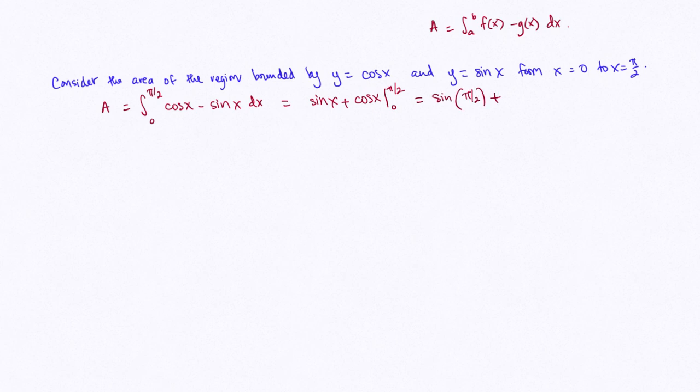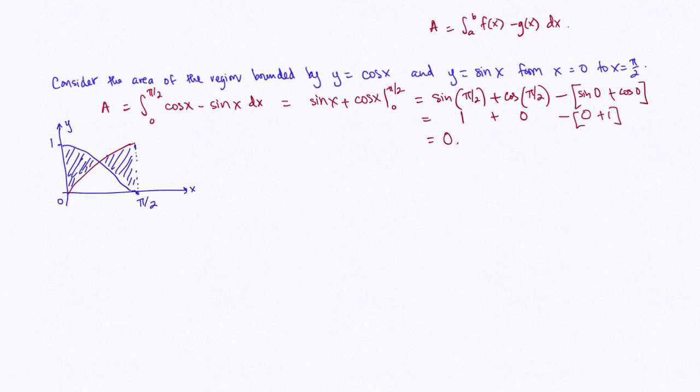Using the fundamental theorem of calculus, we plug in pi over 2 into the antiderivative, and we plug in 0 into the antiderivative. Sine of pi over 2 is 1. Cosine of pi over 2 is 0. Sine of 0 is 0, and cosine of 0 is 1. And so, this definite integral is 1 minus 1, or 0.